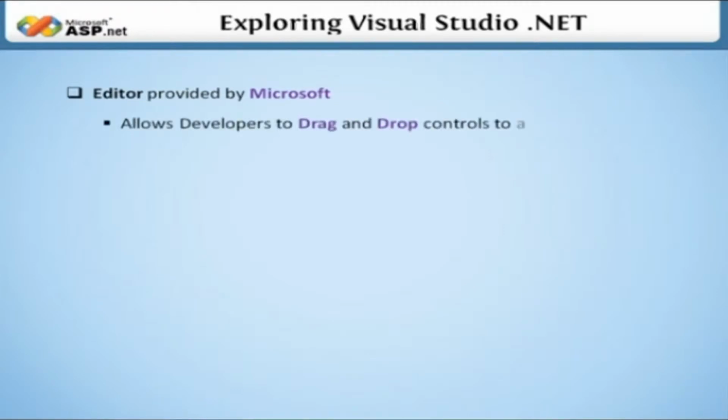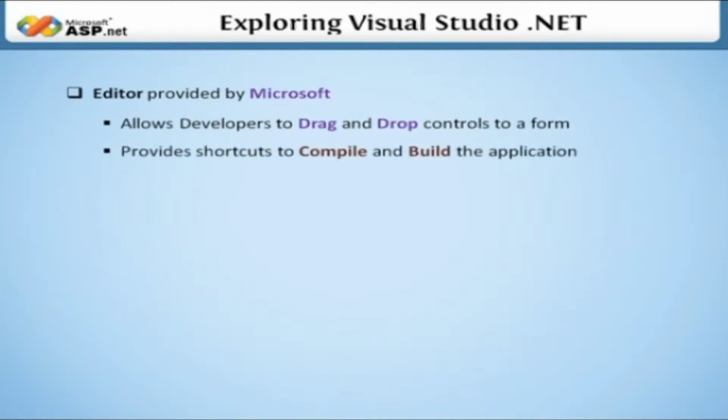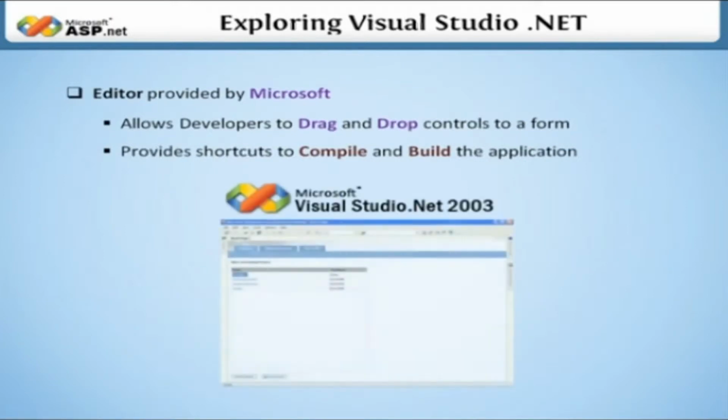Exploring VisualStudio.net. VisualStudio.net, or VS.net, is an editor provided by Microsoft to help developers write .NET programs more easily. VS.net Editor allows developers to drag and drop controls to a form, and also provides shortcuts to compile and build the application. Here we'll not cover all the Visual Studio features. We will discuss the most commonly used features of VS.net.